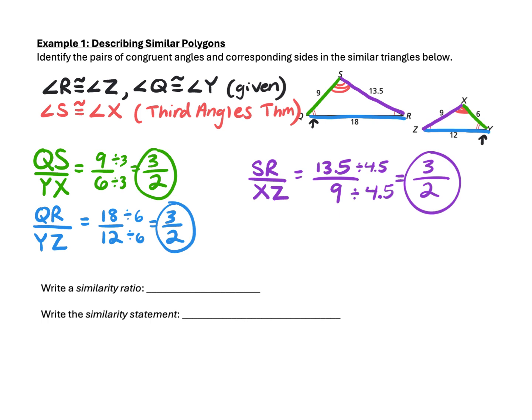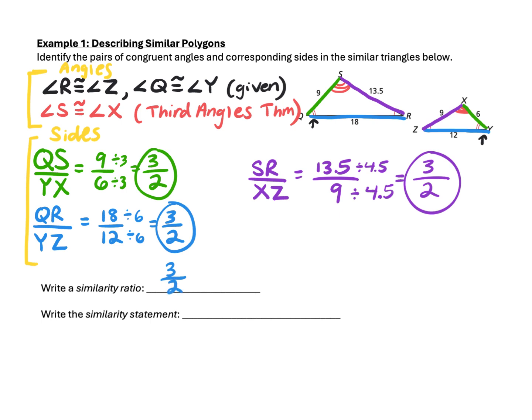So angles we established up here. So that covers all the angles. And then proportional sides we covered down here. So we can write the similarity ratio. The similarity ratio is just the same as the ratio of the sides. So it's going to be 3 over 2 as well.